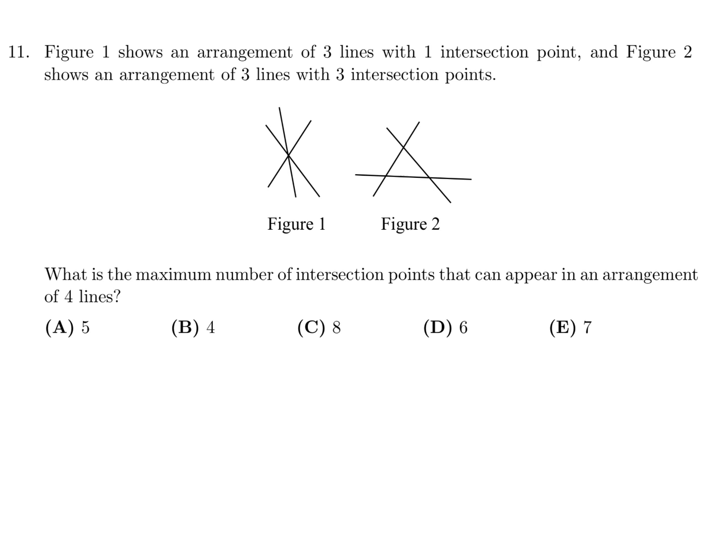Figure 1 shows an arrangement of 3 lines with 1 intersection point, and Figure 2 shows an arrangement of 3 lines with 3 intersection points. What is the maximum number of intersection points that can appear in an arrangement of 4 lines?